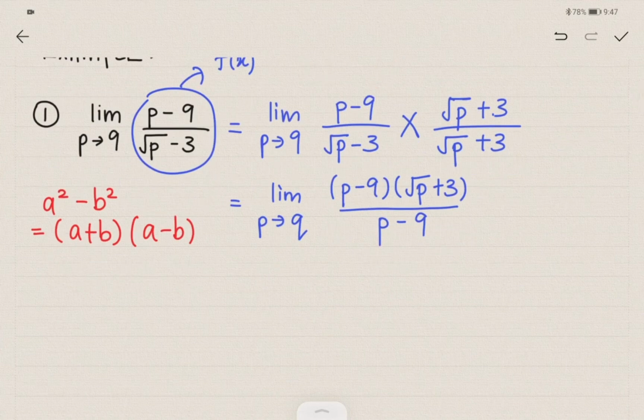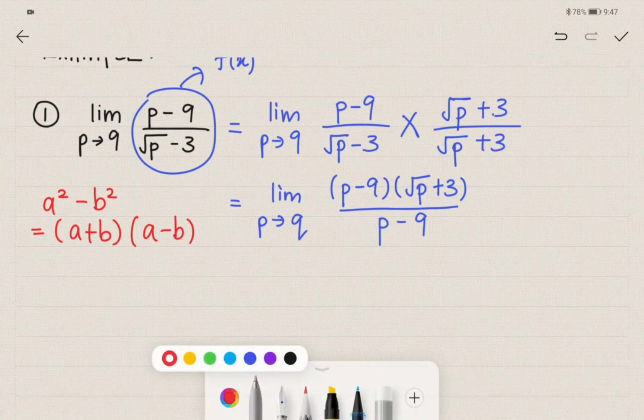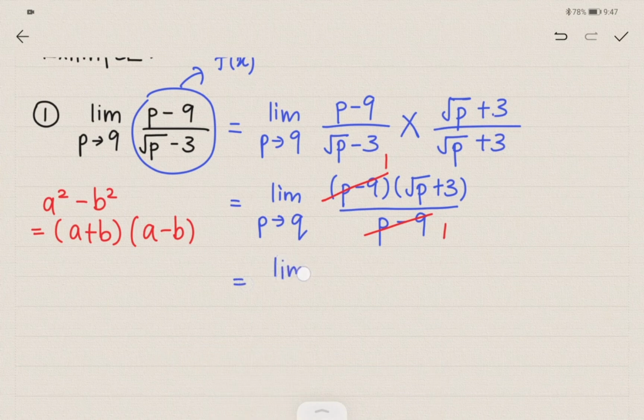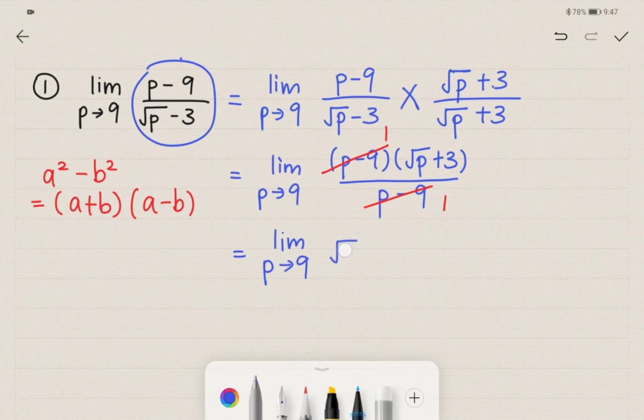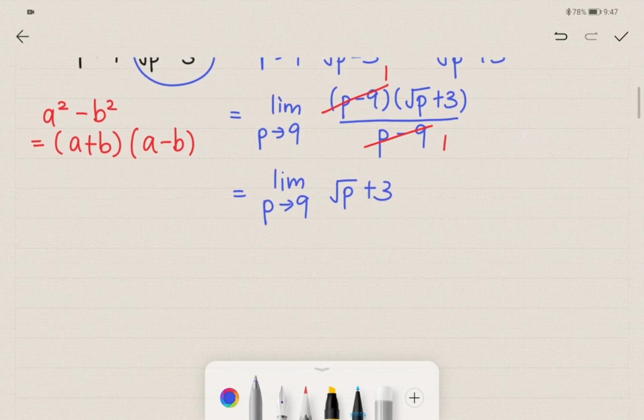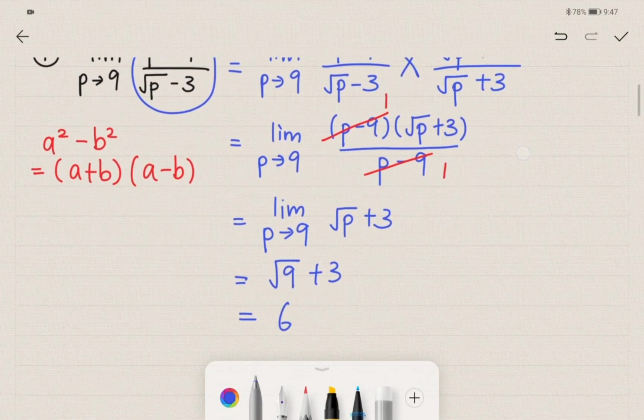Now you will note that there is a same factor at the numerator and also denominator, so we can cancel out. This one will become 1 and this one will also become 1. Sorry, there is a mistake here, this is 9. So we will be left with square root of p plus 3. Now we can substitute the value into the f(x). You will have square root of 9 plus 3, and thus you will get 6. So the answer for this question will be 6.